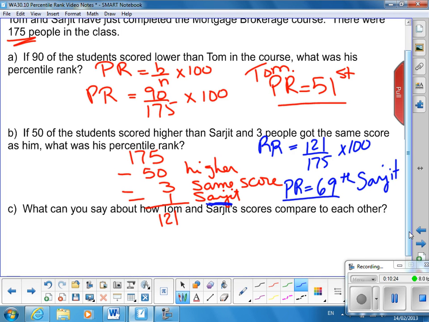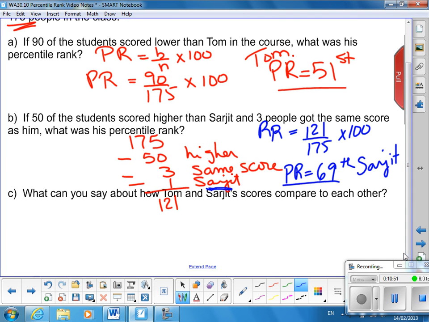What can you say about Tom and Sarjeet's score compared to each other? Well, we know that Sarjeet did better than Tom, but it's impossible to tell what their scores actually were. They may only be a couple of percentages apart because there could be a number of people that scored the same and were just in between Tom's score and Sarjeet's score. So you will not know what the scores are compared to each other, except that Sarjeet was higher.